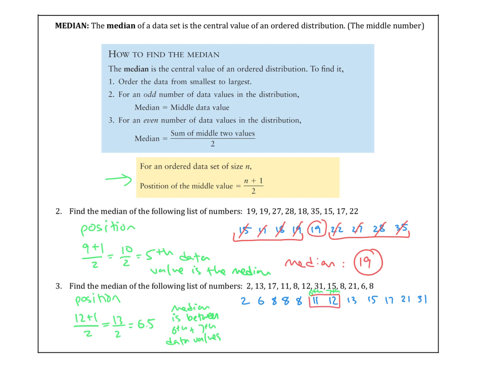And in this case, when that happens, I have to add them together and divide by 2, which gives me 23 over 2, which is 11.5. And that's my median.